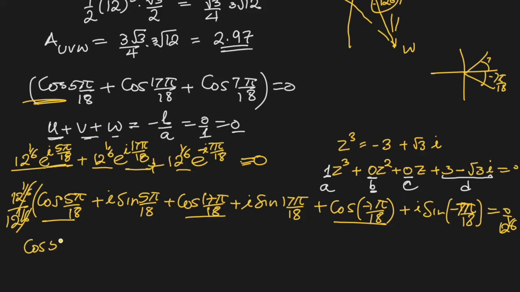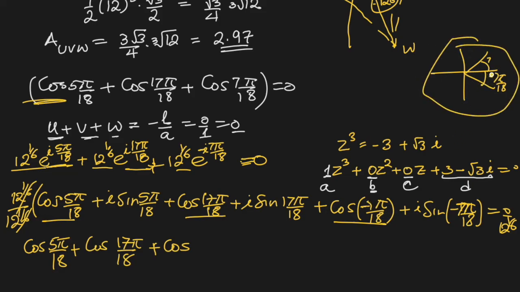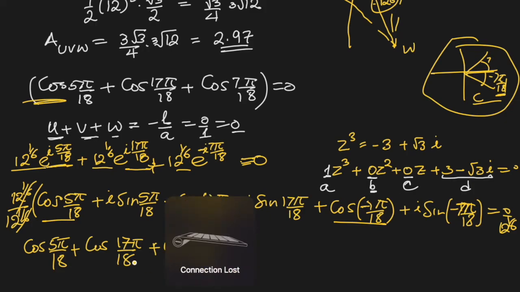Cos 5 pi over 18 plus cos 17 pi over 18 plus cos, here it is negative 7 pi over 18. If you look at this drawing I've drawn here, the fourth quadrant, it is negative 7 pi over 18. Cos is positive in this quadrant. That means it can be written as cos positive 7 pi over 18. Doesn't matter, it will be positive. So it is equivalent to cos 7 pi over 18.